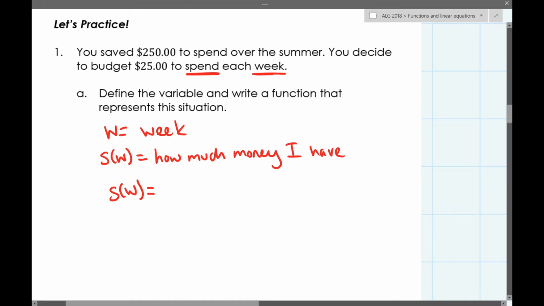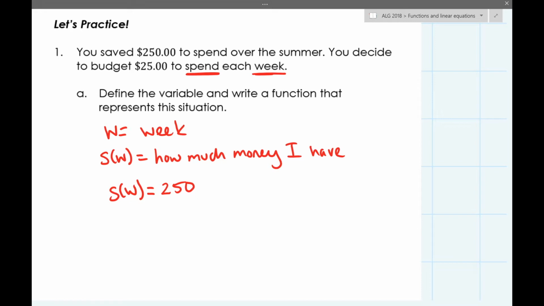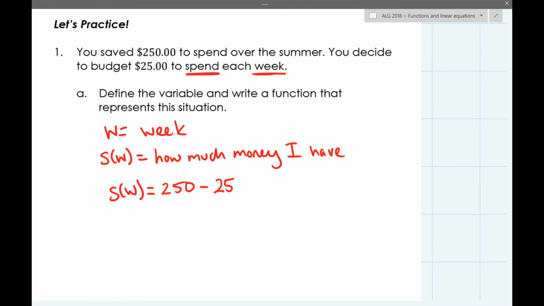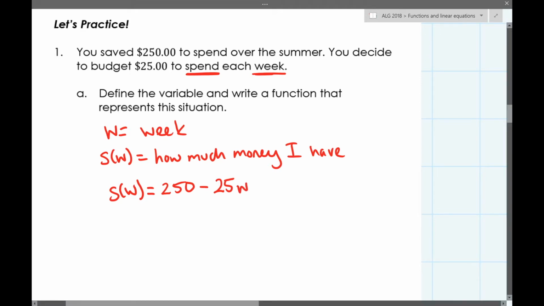Now, how much am I spending? Well, how much money do I have? I have $250, right? And then I decide to budget $25 to spend each week. Again, that word spend. So am I adding to the 250 or am I taking it away? I'm taking it away, so it has to be a minus. And how much am I spending each week? I'm spending $25. And since we're talking about $25 each week, do I know how many weeks? No, so I need to put a W for weeks. And this right here is the problem.